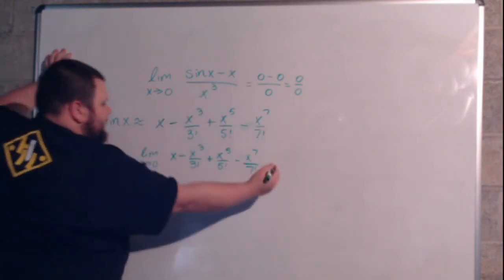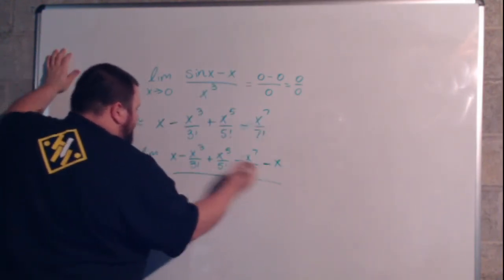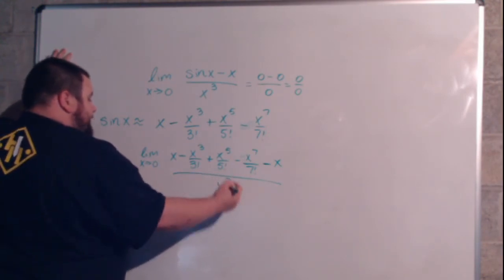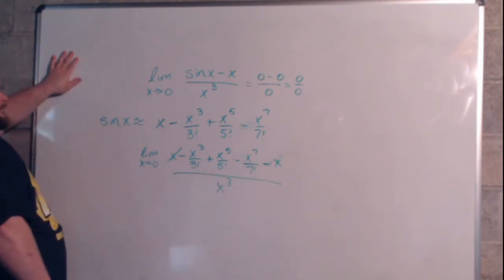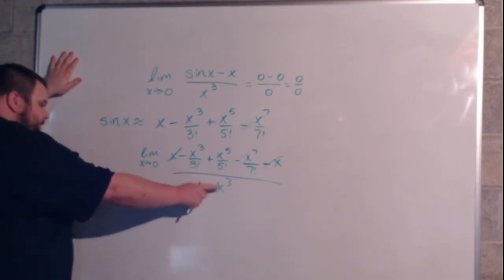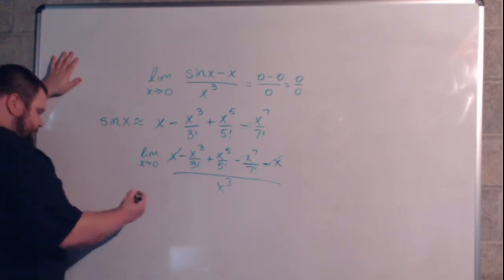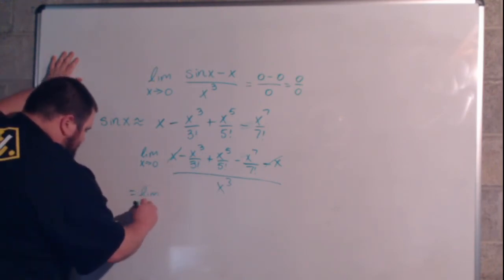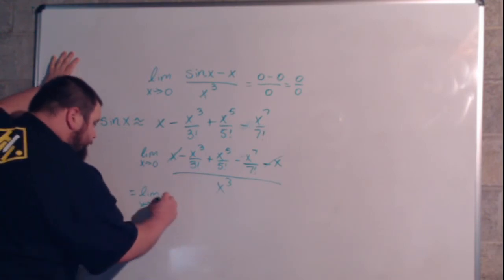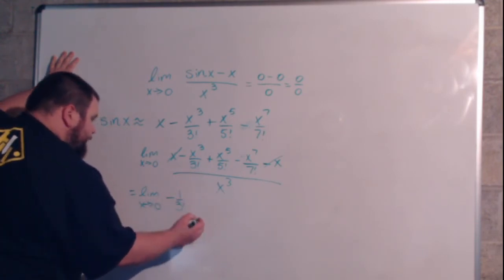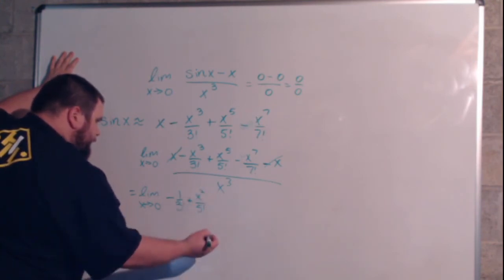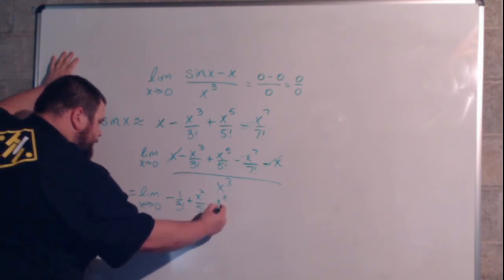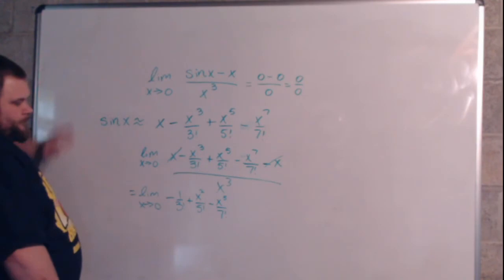Then I have minus x all over x cubed. So my x's would cancel. And then I'm going to divide every one of these terms by x cubed. Everybody agree with those?